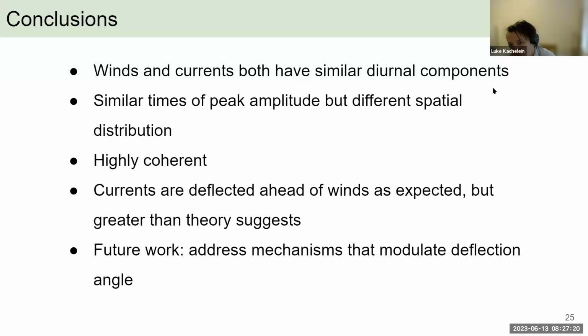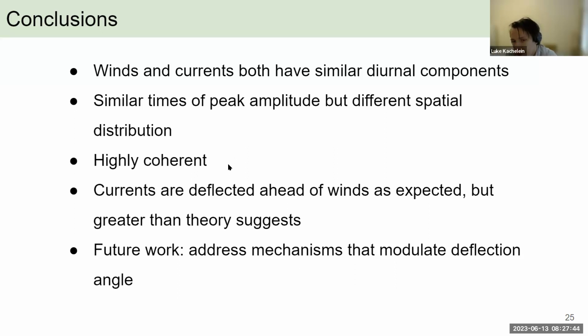So I guess the conclusions for this chapter of my dissertation were: winds and currents both have similar diurnal components, similar times of peak amplitude, but different spatial distribution. They're highly coherent with each other in most regions, including as you go pretty far offshore, as they both get weaker in amplitude. So that's pretty notable, I think. Currents are deflected ahead of winds as expected, but greater than theory suggests. And the future work is addressing mechanisms that modulate deflection angle.